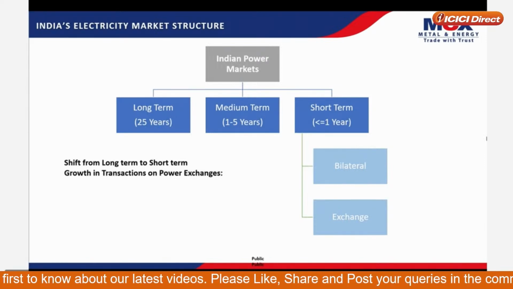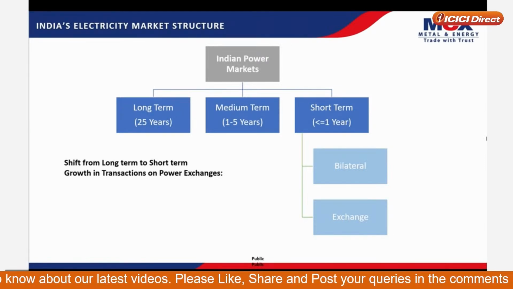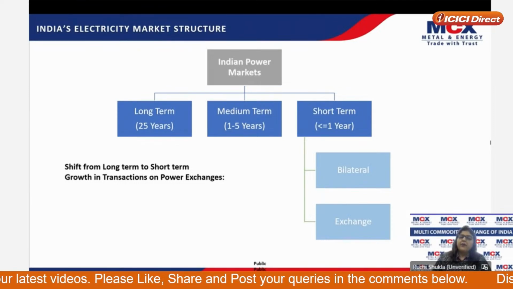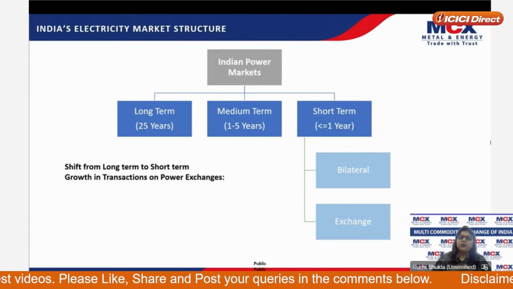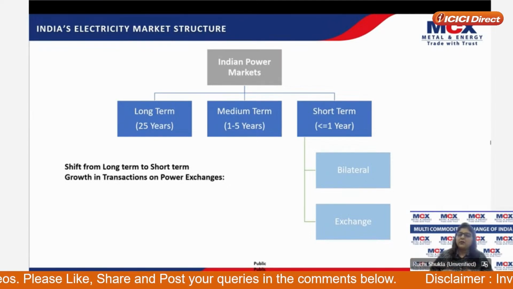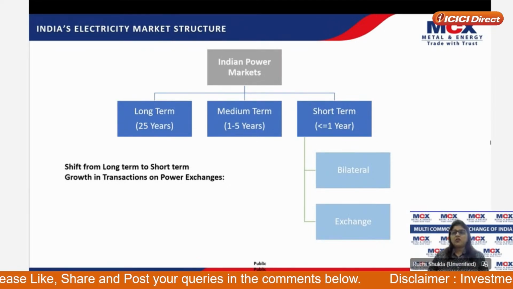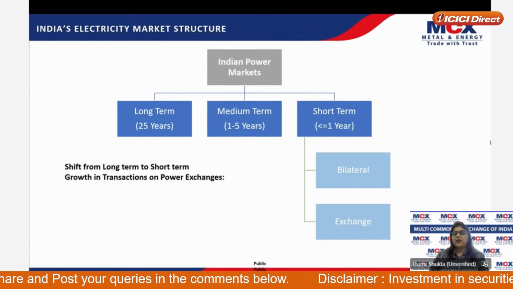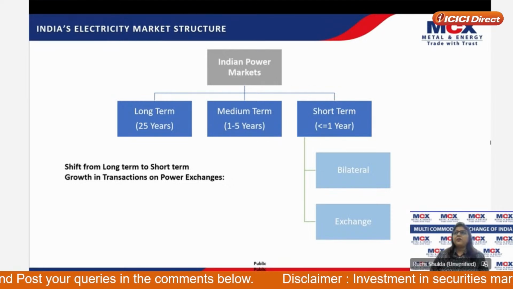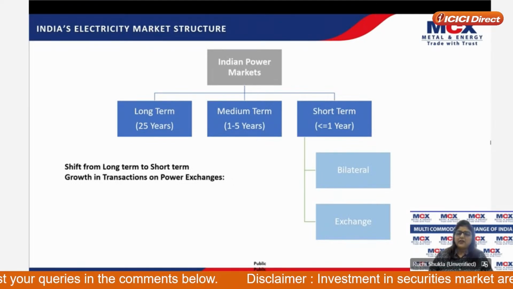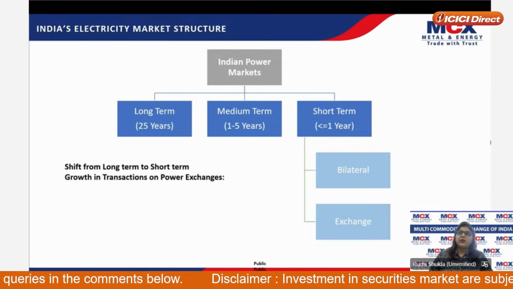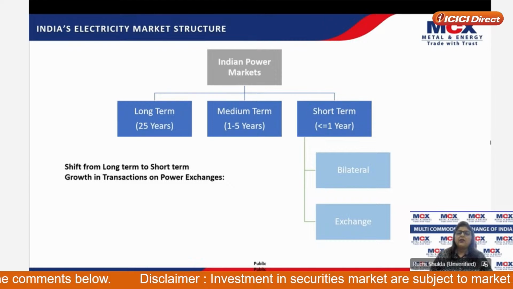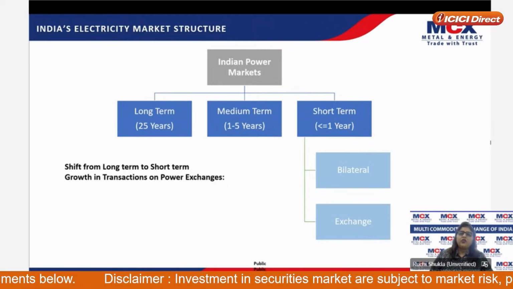Going on to understand, before we go to the electricity futures, what is India's electricity market structure today? Indian power markets today are divided into basically three on the basis of the term contracts. This is from the wholesale market concept. There's a long-term market, a medium-term market, and a short-term market. The long-term market generally consists of the PPAs which have been entered for 25 years. Those are the PPAs which industrial and commercial consumers enter to receive electricity. And then there is the medium term, which is 1 to 5 years.